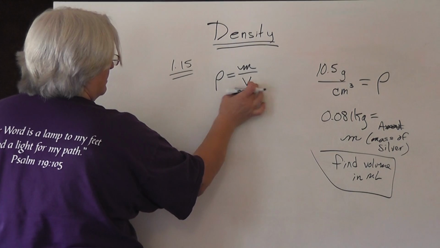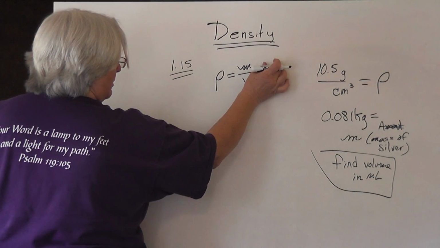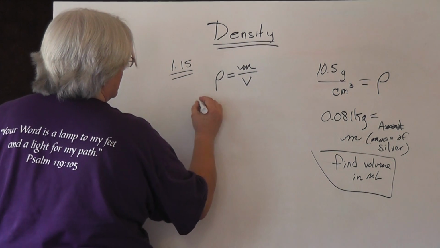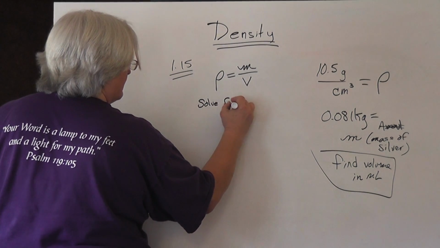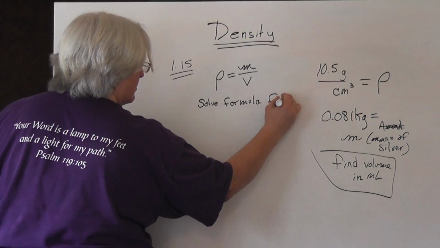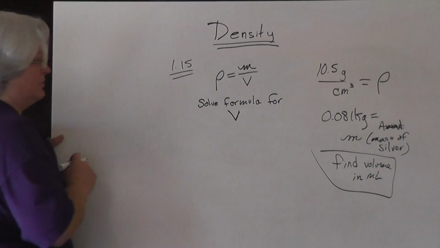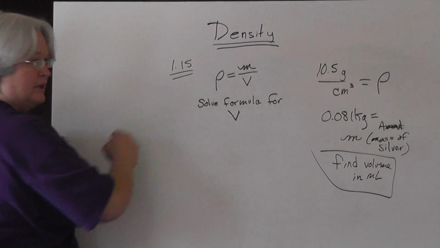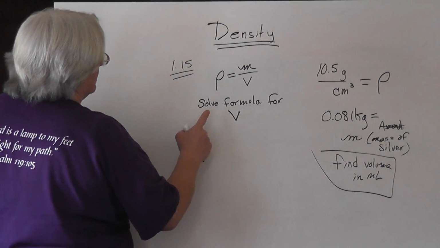We don't care about rho. We already know what rho is. Don't care about m. We already know what the mass is. We want to find v. So first I want to solve the formula for what we're looking for. What are we looking for? We're looking for volume. So we're going to solve the formula for v, which means we want to isolate that v all by itself.